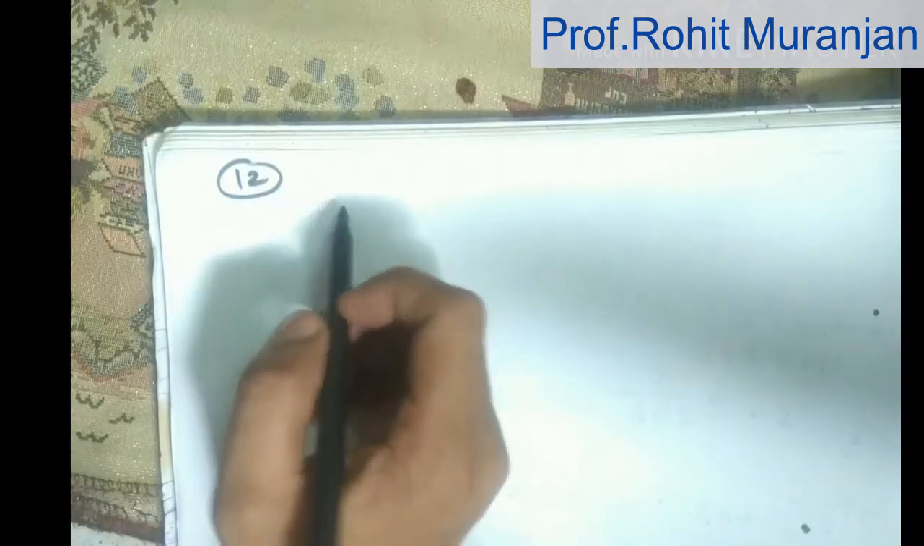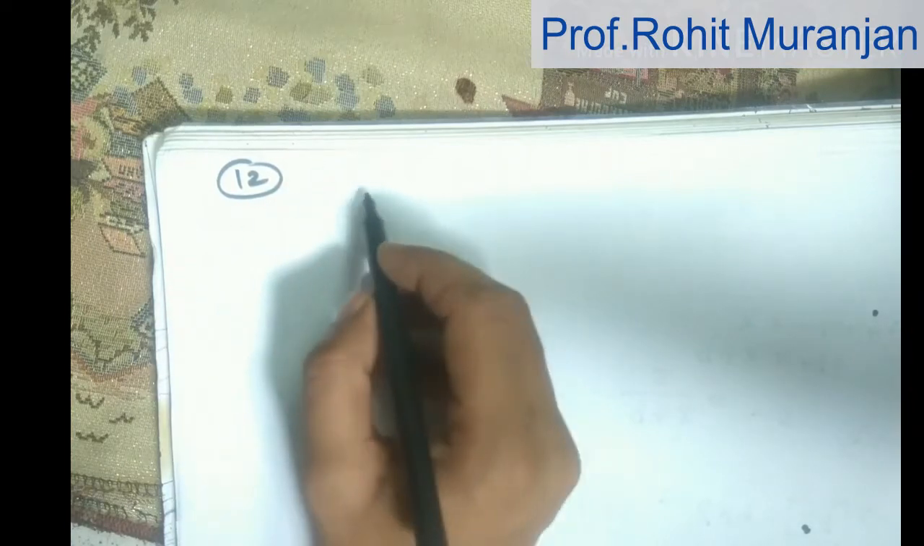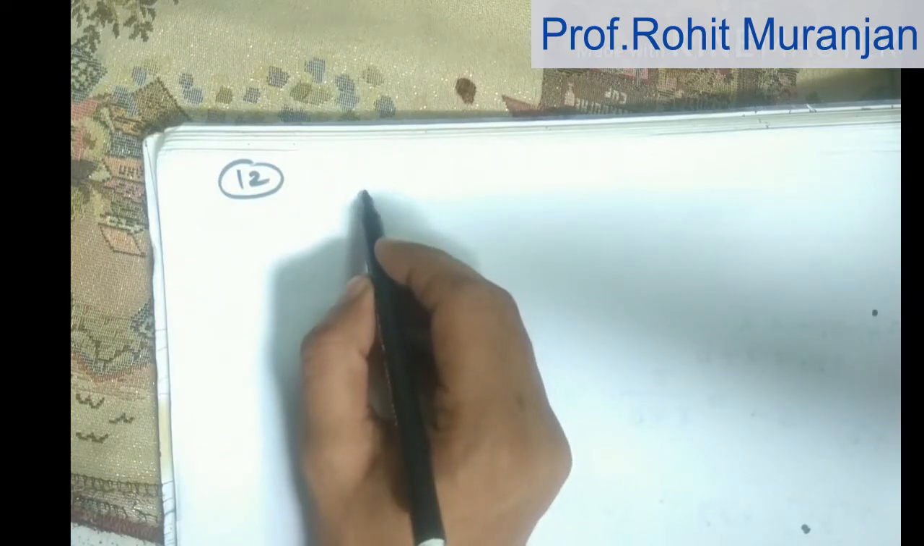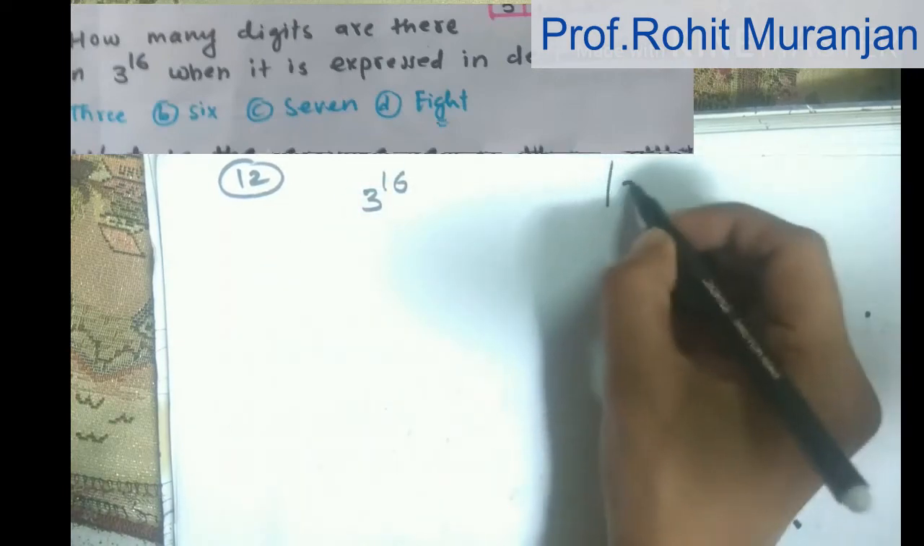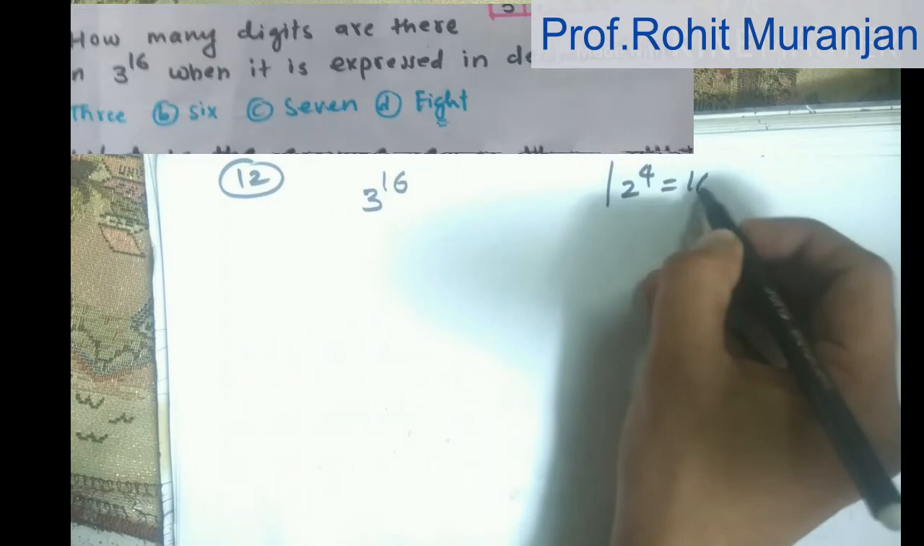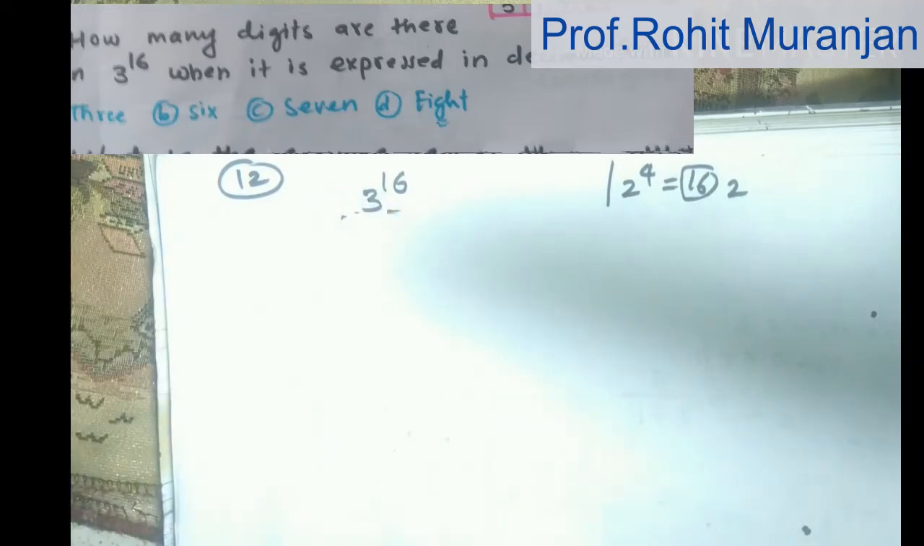This problem has already been solved by someone in a Telegram group, but still I am solving it for those who wouldn't understand. So how many digits are there in 3 raised to 16? Okay, if I ask you how many digits are there in 2 raised to 4, so 2 raised to 4 means 16. So there are 2 digits. On a similar line, they are asking how many digits will be there in 3 raised to 16.